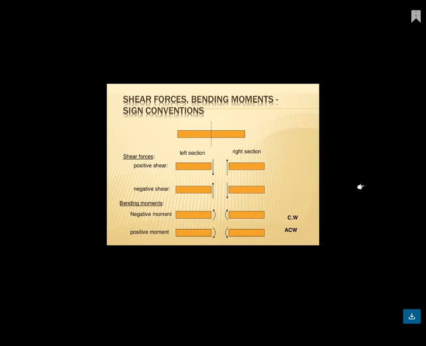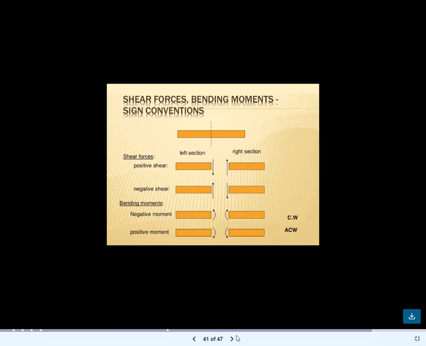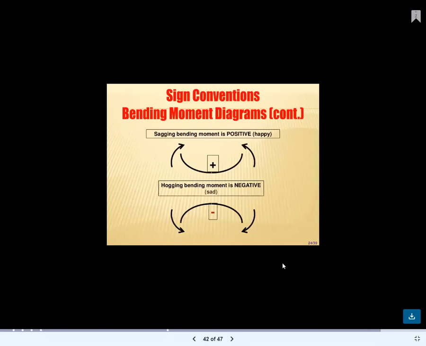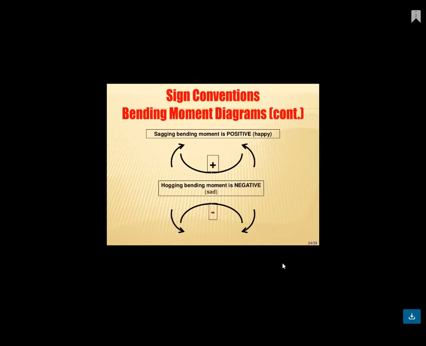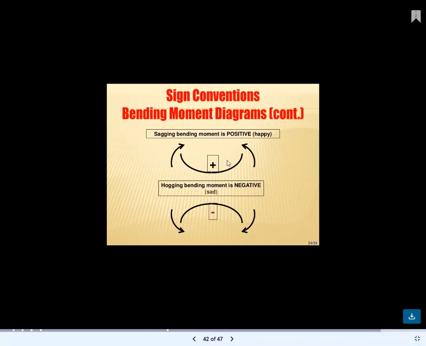So you can remember it like this. Sign convention for the bending moment diagram: sagging bending moment is positive and hogging bending moment is negative. Sagging is happy, like a tree that is happy, and hogging is sad, meaning negative. So from this you can remember the sign conventions for the bending moment and shear force calculations.